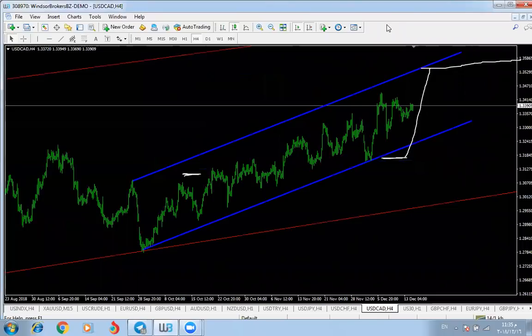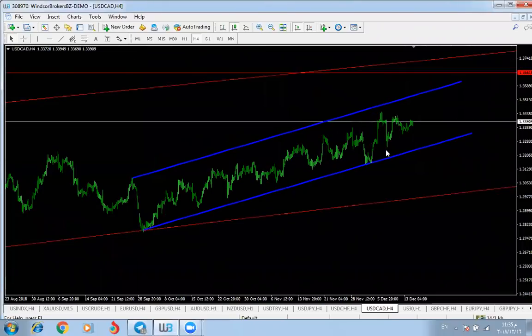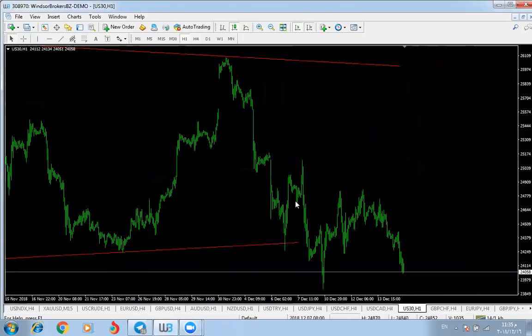The Canadian dollar, the same thing. We have bought the Canadian dollar, and we are targeting 1.36. So we can join after any corrective structure for the Canadian dollar to 1.36. This is our target.